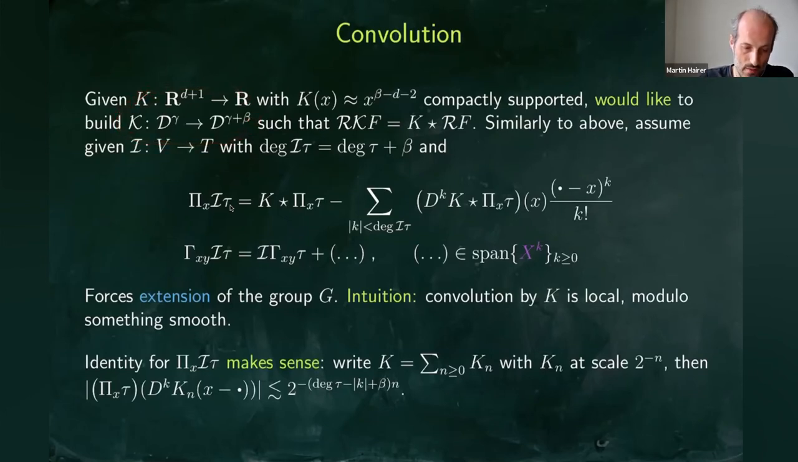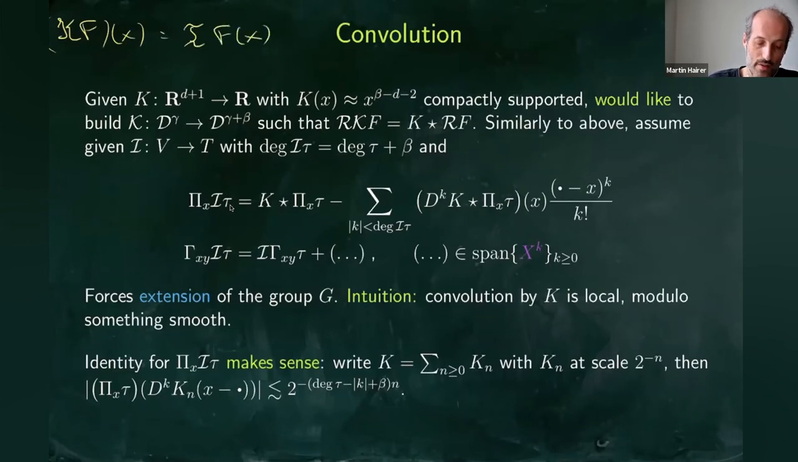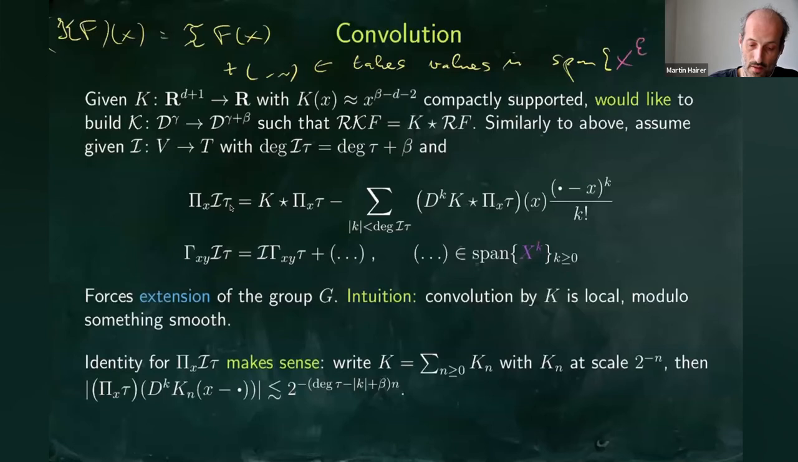so I didn't write that here, right? But this operation curly K is of the form curly K applied to F at a point X, this might be a space-time point, is just this local operation, which is I applying to F of X, plus additional stuff, but the additional stuff takes values in the span of all the X to the Ks. Right? So in some sense, that's something like a Taylor polynomial at every point.